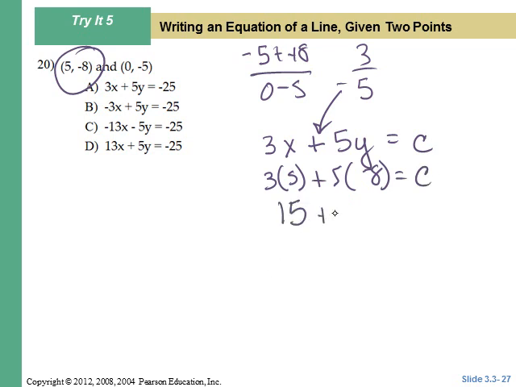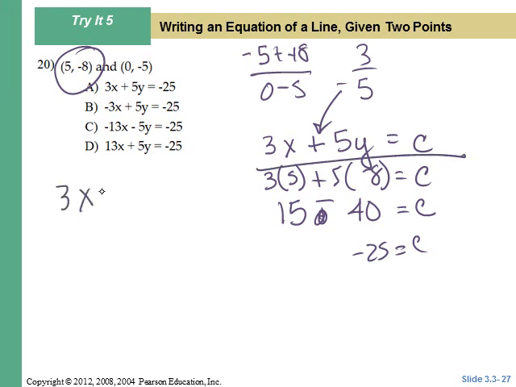15 minus 40 equals c. So c is negative 25. Here's our equation: 3x plus 5y equals negative 25. It's letter A.